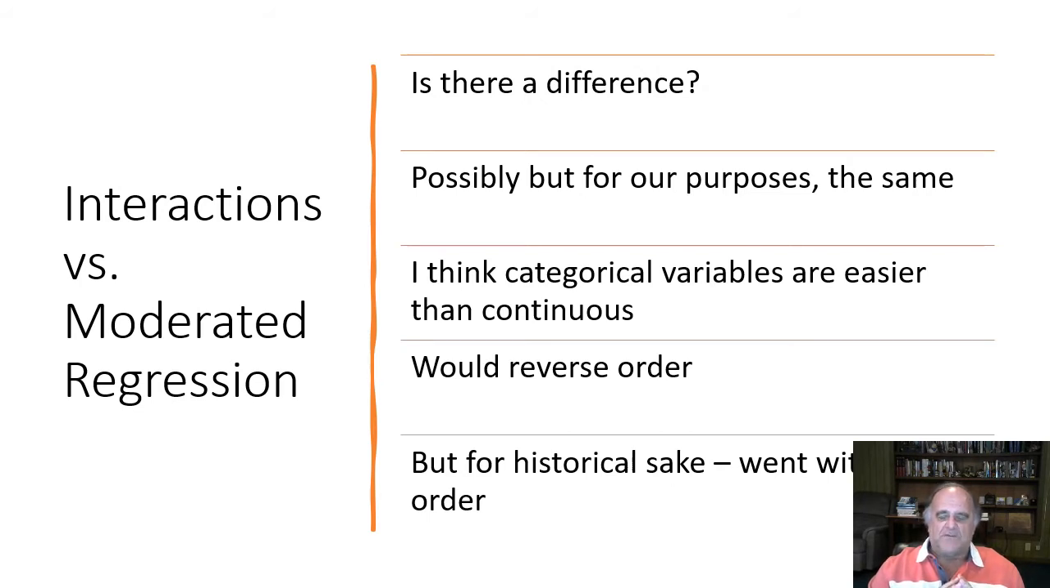But it's one of those topics I'm just mentioning to you. Maybe keep it in the back of your mind, and at some time later it may make sense. Also, in terms of understanding interactions, I actually think that categorical variables are much easier to understand than continuous variables. I would reverse the order myself, but for historical sake, in terms of how this course has usually been taught at DePaul, I went with the more traditional order: teaching categorical variables first and continuous variables second.